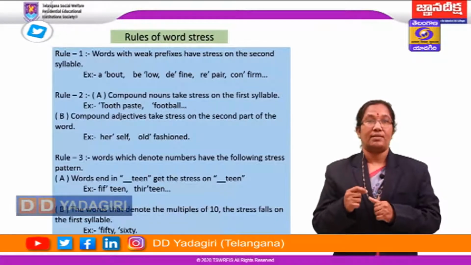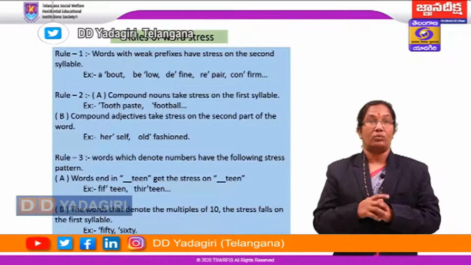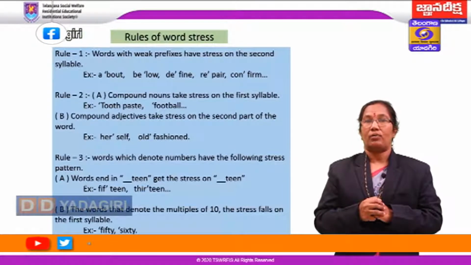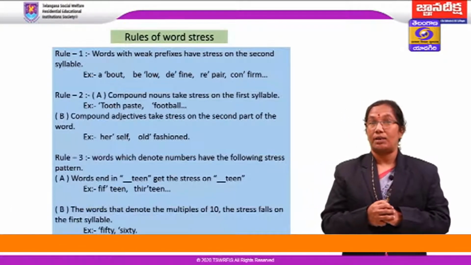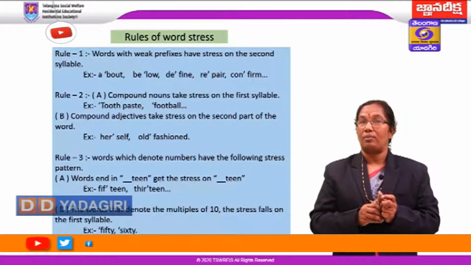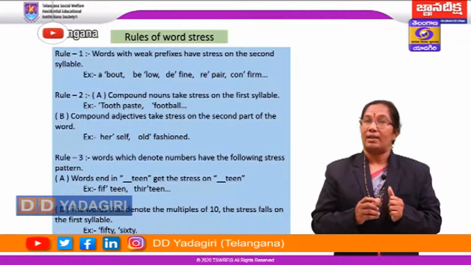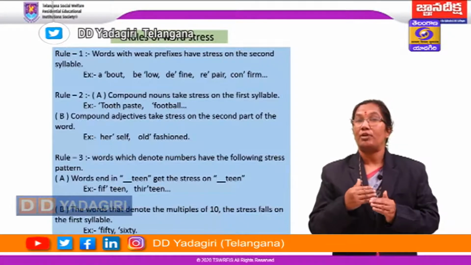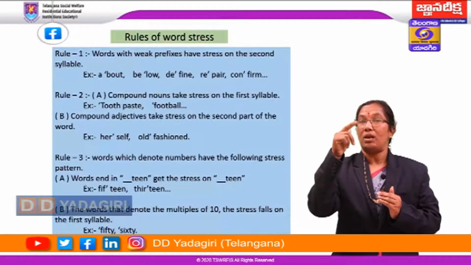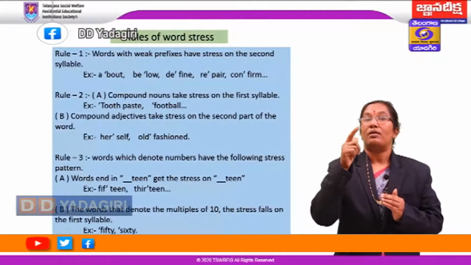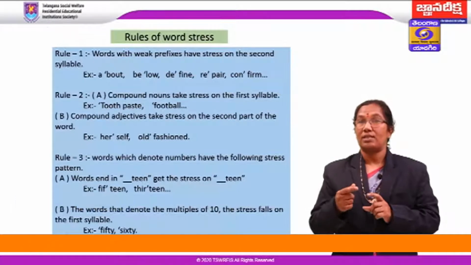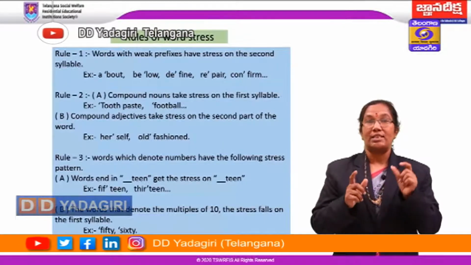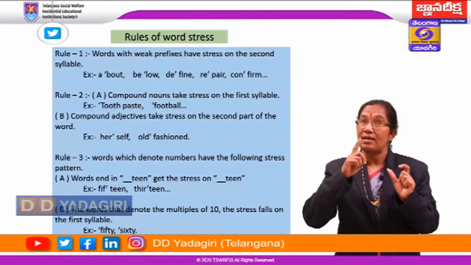Words with weak prefixes have stress on the second syllable. What are the weak prefixes we can identify in words like above, along, before, beneath? So in the word about, where do you hear the prominence? On the syllable bout. So words with weak prefixes have the stress on the second syllable. Look at the next example. Below. As be is a weak prefix, the second syllable takes the stress.